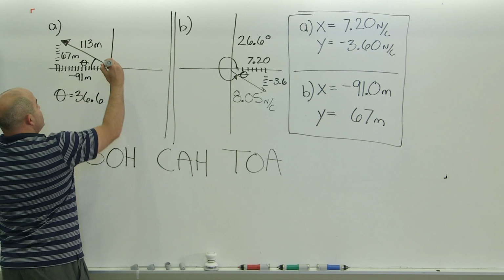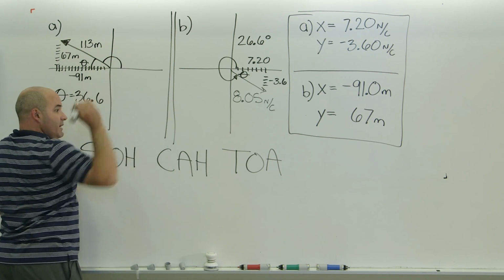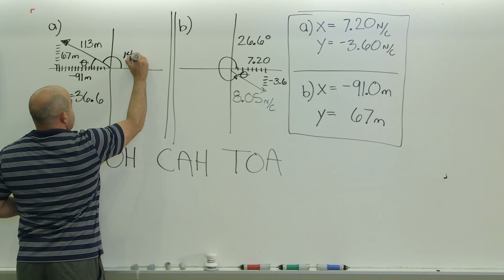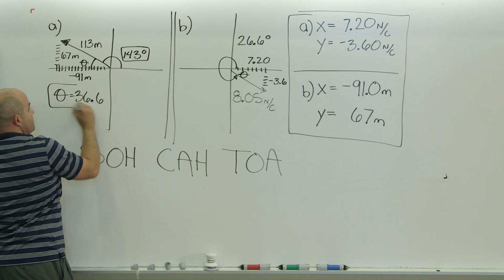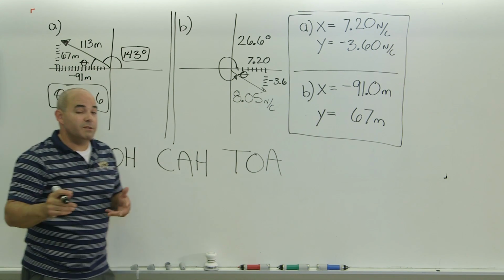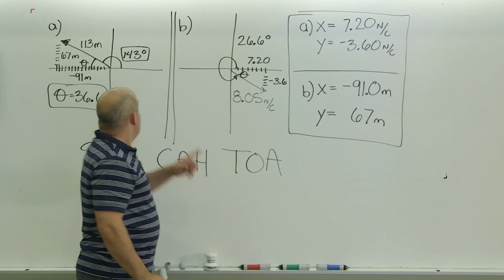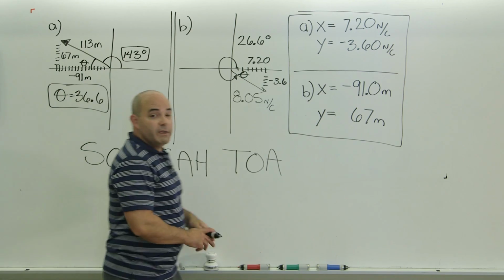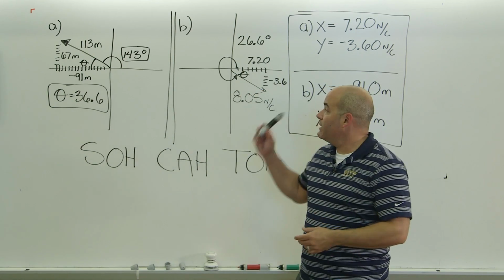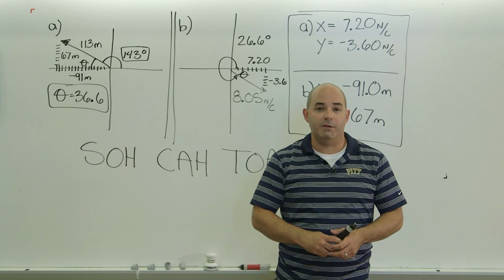If I use that negative, I would have found this angle was 143. So whether you're getting 143 or 36.6, it doesn't matter. They're both the right answer. You just got to know which one you actually found. I see it as that angle. If you use the negative, you might find that angle. Okay, that's how you take x and y components and find the magnitude and the direction.